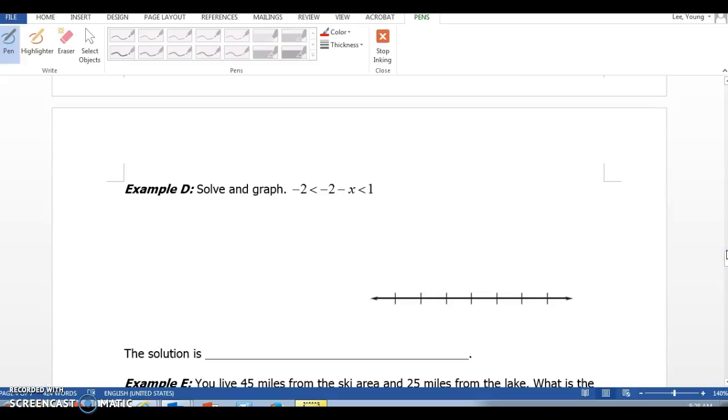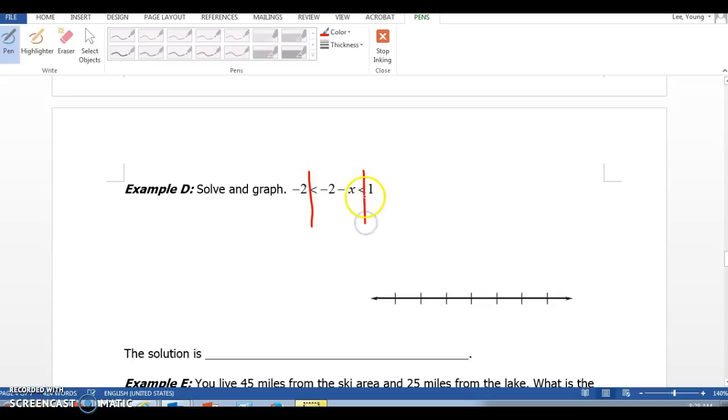Okay, let's try another one. Solve and graph. When we read this, we always want to read from the x. So we are going to read negative 2 minus x is greater than negative 2 and less than 1. Anytime x is in the middle, it's going to be "and," and we know that we are going to connect them.